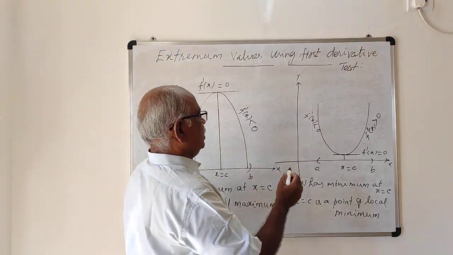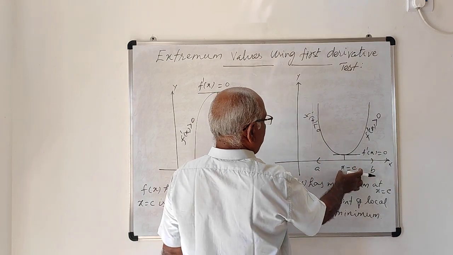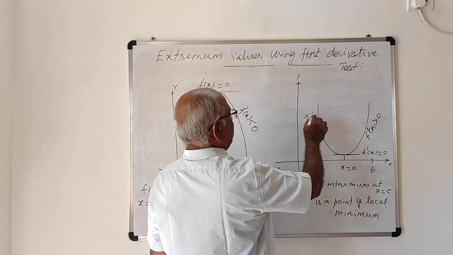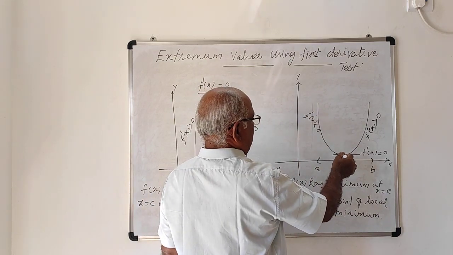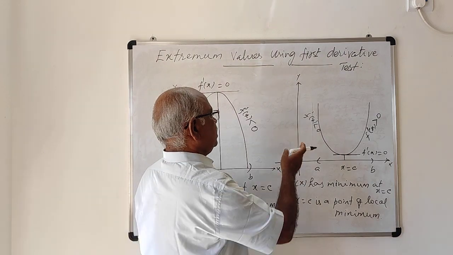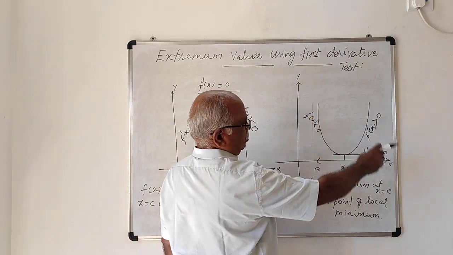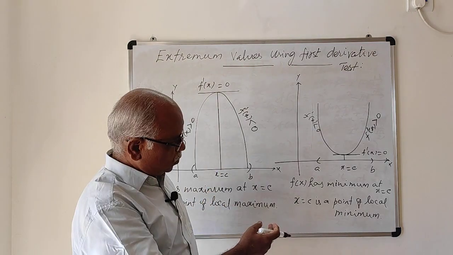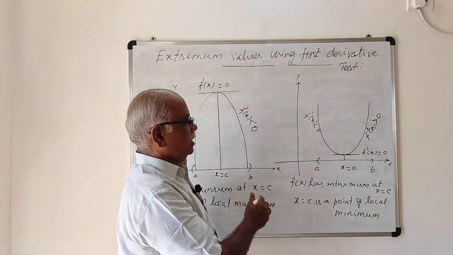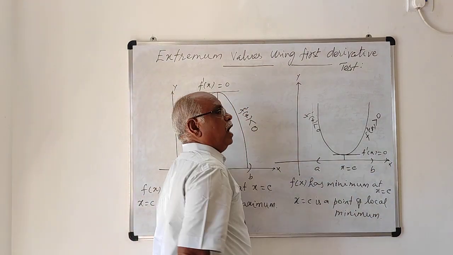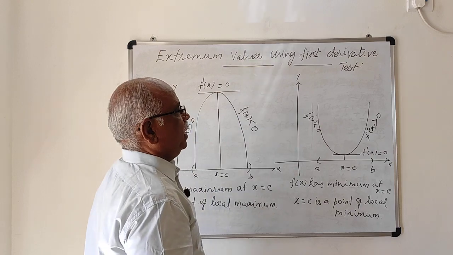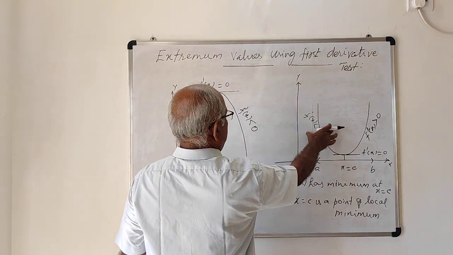Similarly, in the same interval a comma b, if you find a point x equal to c, and you move from left to right along the x-axis, f dash of x is negative from a to c, and f dash of x is positive from c to b. If f dash of x changes its sign from negative to positive, that means f dash of x is less than 0 to the left of c and f dash of x is greater than 0 to the right of c. If it is the case, x equal to c is a point of local minimum and f of x has a minimum value at x equal to c. So this is the method of finding the local maximum and local minimum using the first derivative test.